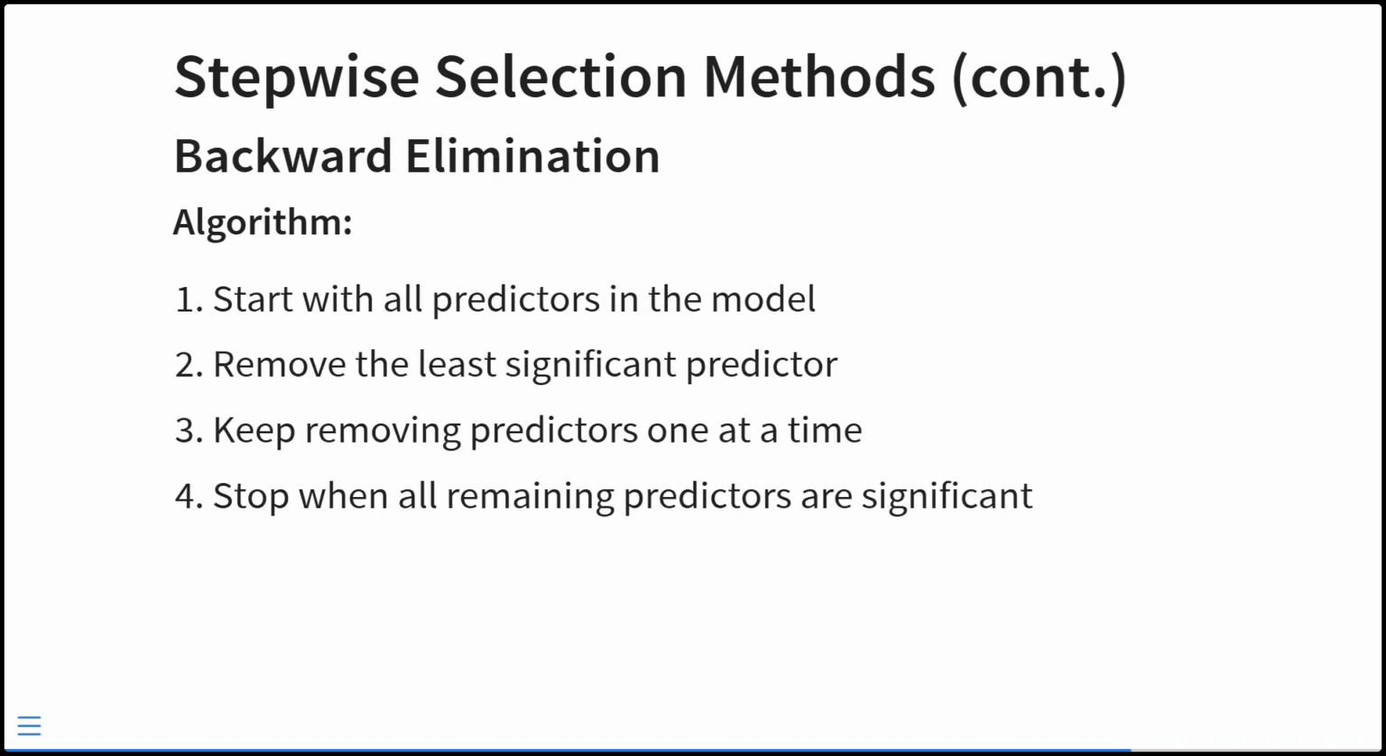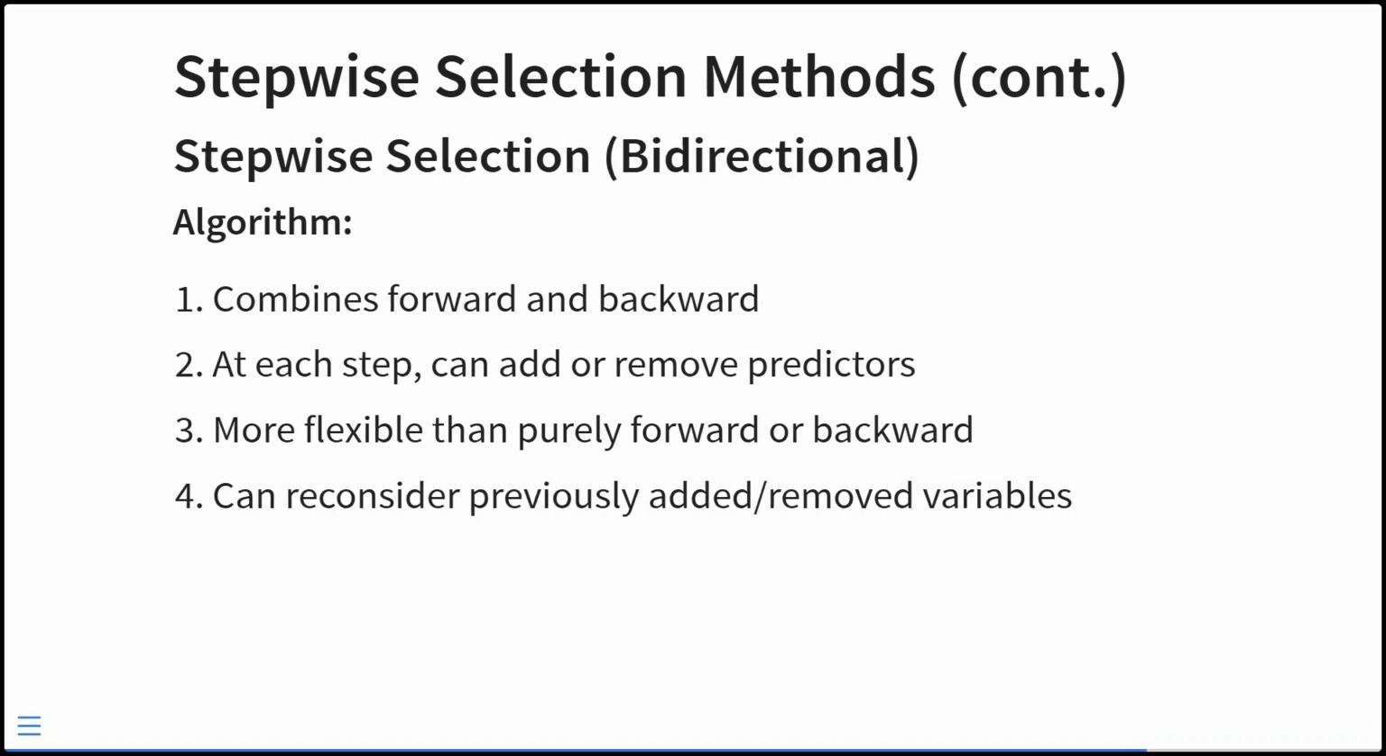We have the backward elimination method. The backward elimination method starts with all the predictors in the model. This is the opposite of the forward method. You run the model, then you remove the least significant predictor. Then you keep removing predictors until you find out that all the remaining predictors are significant, or the model is not improving any further. So this is the opposite of the forward selection method, and you can also compare them with the p-values, the AIC, and the BIC.